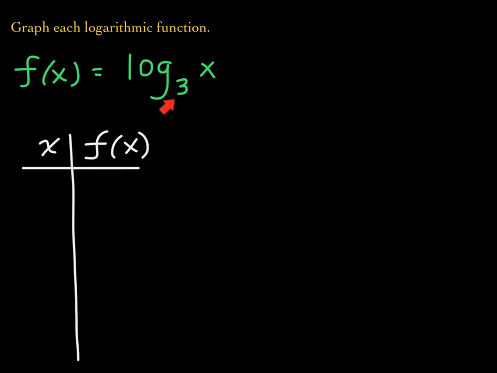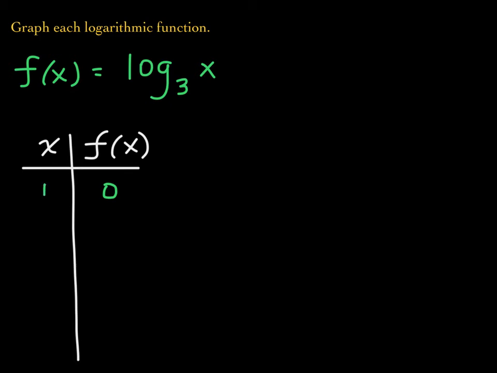Remember, this is your base, this is your argument, and this is your exponent. So let's choose an exponent first. We'll choose that exponent, we'll raise 3 to that exponent, and that'll give us x. Okay, so for example, let me do the first one for you. How about 0? If you raise 3 to the 0th power, you'll get 1.